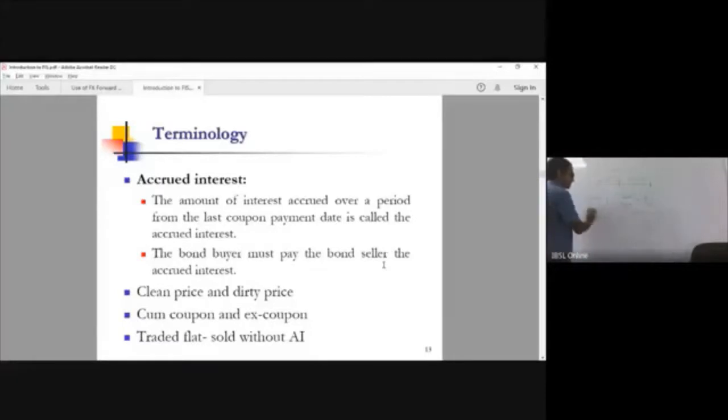And the other concepts are full coupon and ex coupon. You might know about them in dividends. Full dividends and ex dividends, the same concepts are applicable here.